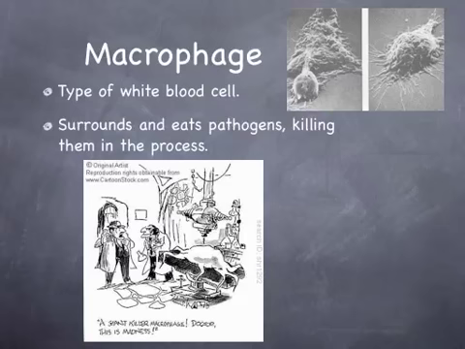Macrophages are another type of white blood cell that we're going to talk about. Macro means large, micro means small. So these white blood cells are actually really, really big. And these surround and engulf or eat pathogens. And while they're doing that, they're killing them in the process. So lymphocytes and macrophages, both white blood cells, and they both destroy pathogens.